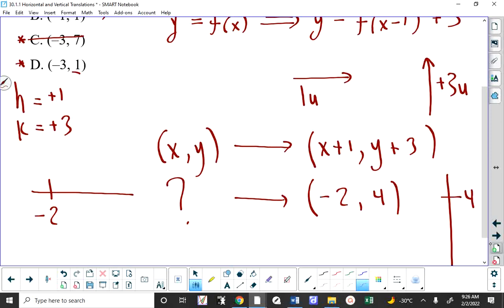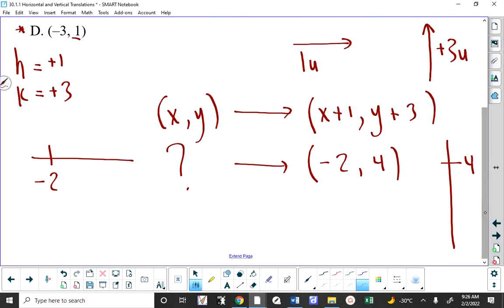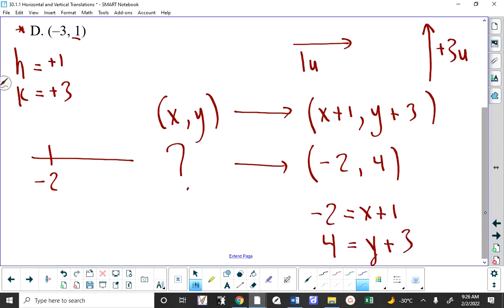You know, what you could do as well is the following. This is maybe overkill, but it works. Negative 2 is x plus 1. And you can solve that for x and get negative 3. Then you could say 4, the new y coordinate, is the old y coordinate plus 3, and you can solve that for, excuse me, the old y coordinate.